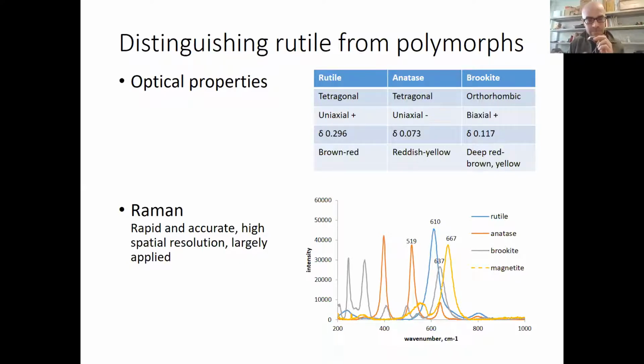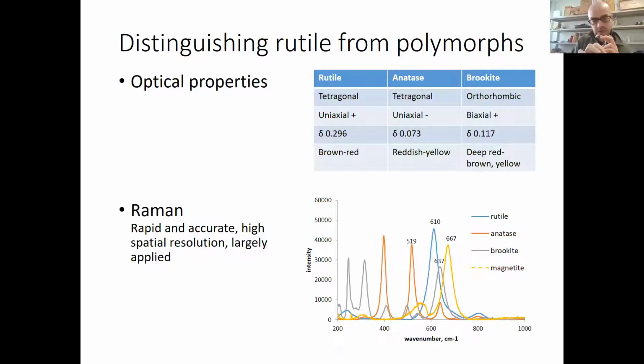So another technique that is very effective is Raman, laser Raman. This is a technique where we shine a laser onto the sample. We can do it on a thin section or even an unprepared sample. That produces a spectrum with characteristic peaks, which can identify single minerals. Here you see a comparison of a Raman spectrum of rutile, anatase, and brookite. You can see that the peaks are different, so we can effectively distinguish one from the other.